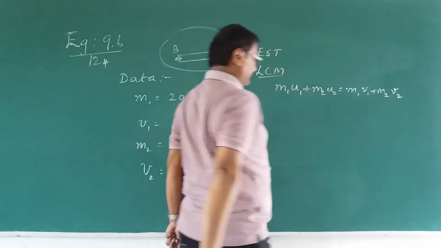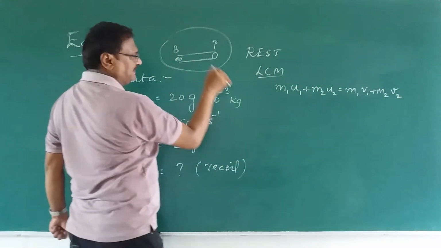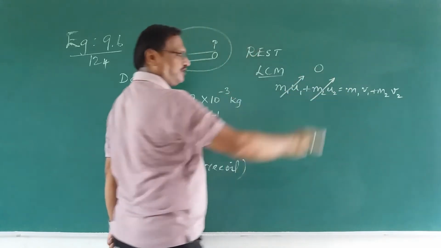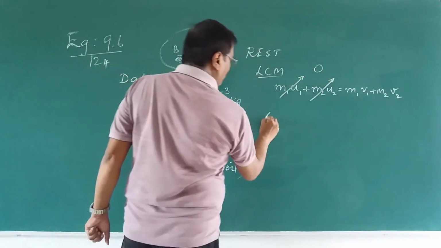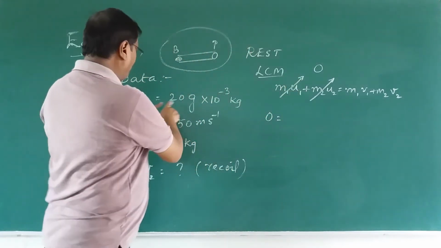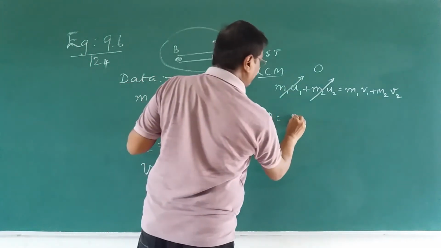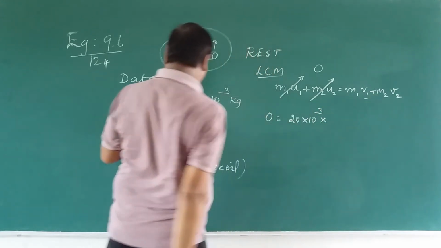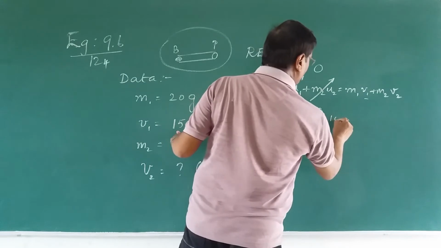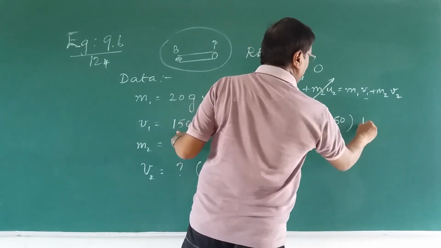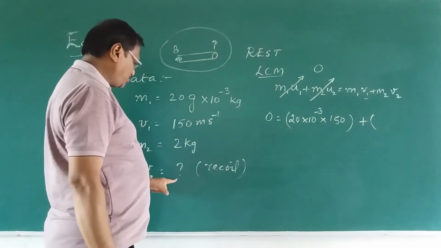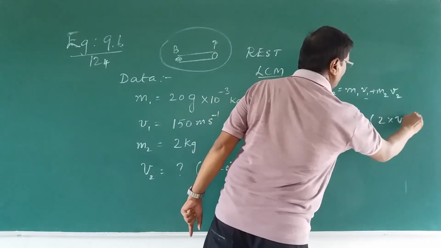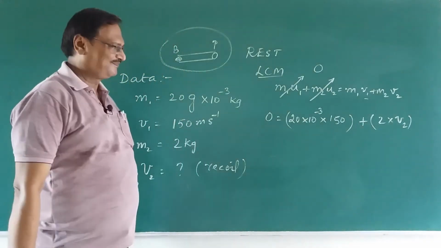We know this. Initially the system is at rest, so this is 0 and this is 0. The value has come 0. So 0 is equal to M1, which is 20 into 10 power minus 3, into the final velocity, 150. Put this in a bracket. Plus M2, which is 2 kilogram, that is the pistol, multiplied by V2. We don't know, unknown quantity.